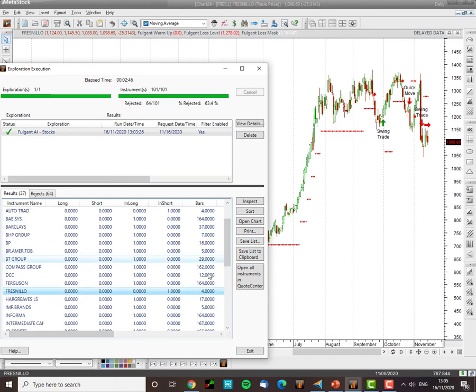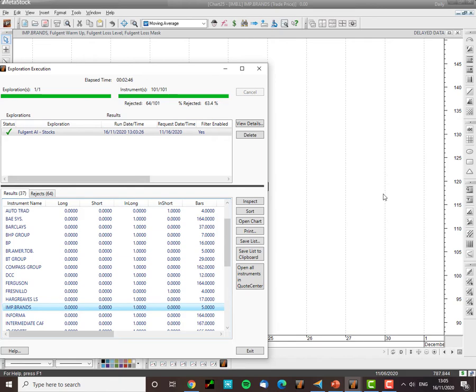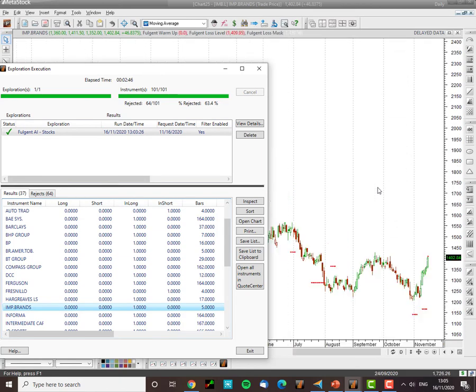So if we scan another one, IMI Brands, also in a short position. So these are the ones I would probably avoid for now. Avoid these stocks.